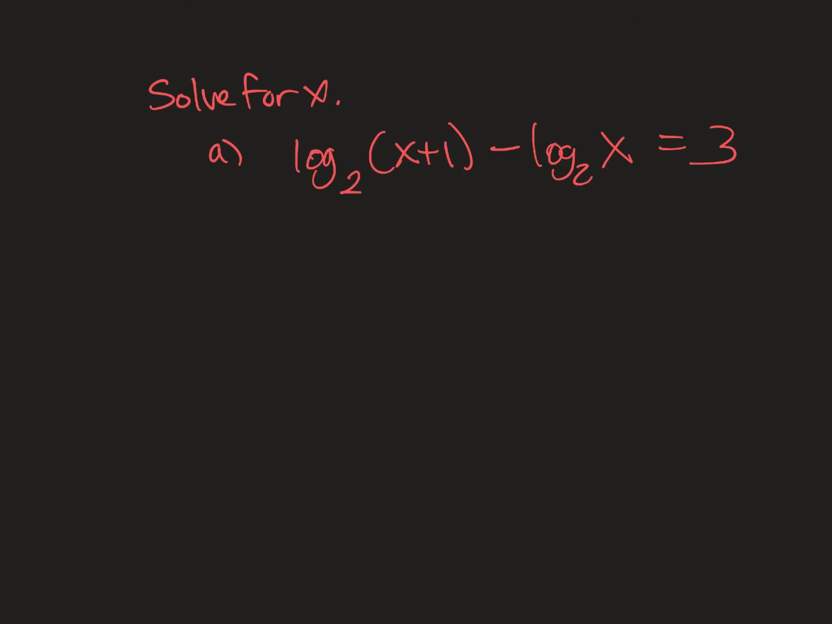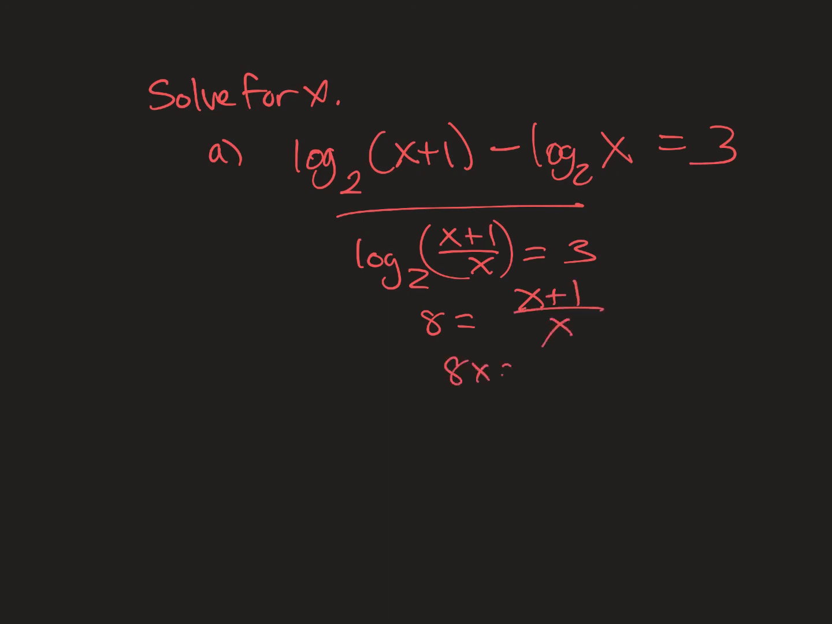So in order to get x out of the log, eventually I'm going to have to change this to exponential form. But before doing that, I'm going to use the properties of logs to write this in terms of a single log. And subtraction goes to division. So I'm going to have log base 2 of x plus 1 over x equals 3. Now it's in this nice single log form. Change it to exponential. 2 to the 3rd, or 8, equals what's inside the log. So 8x equals x plus 1. 7x equals 1. x equals 1/7.